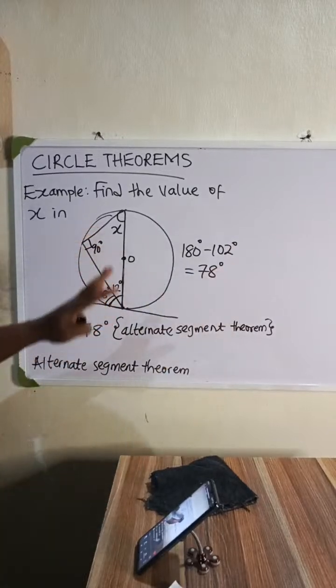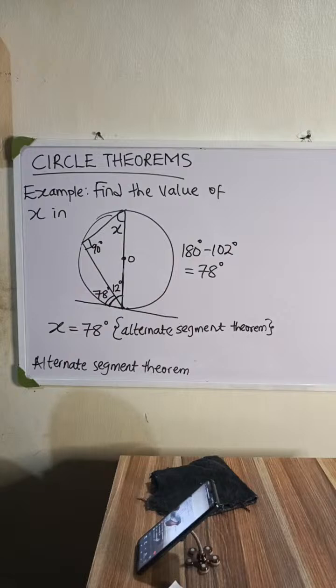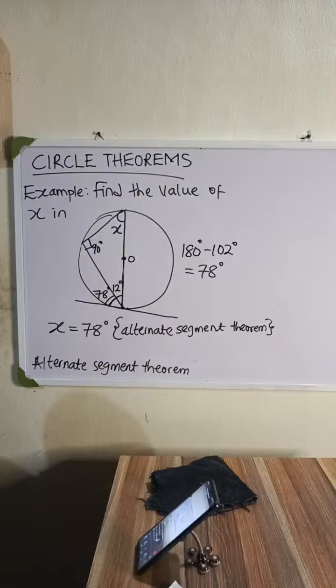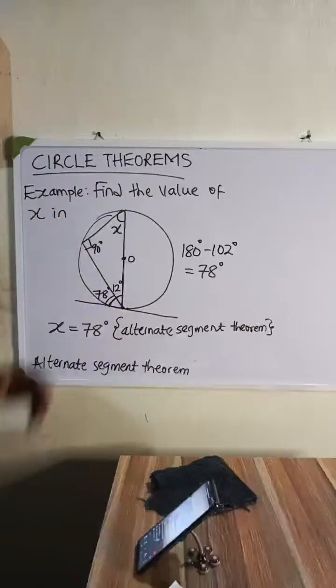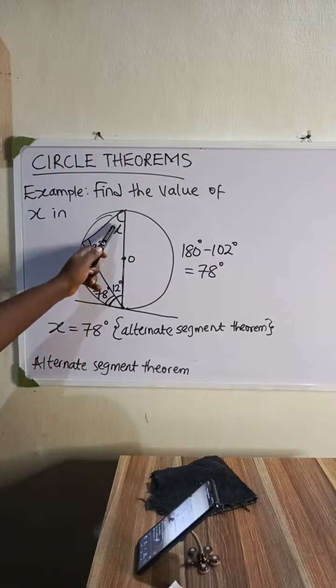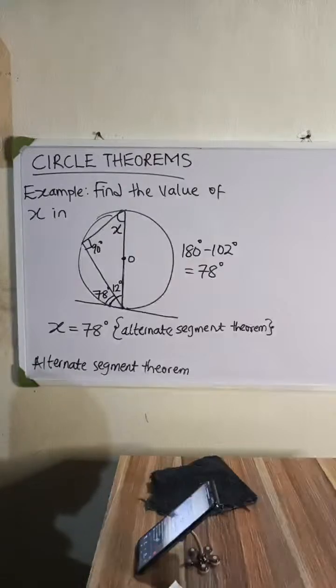But this method we use is longer than the first method we used, okay? So we went round and round to arrive at the correct answer. But just using the alternate segment theorem from the first method, we were able to get the correct answer. So 78 degrees, using the alternate segment theorem. Okay?